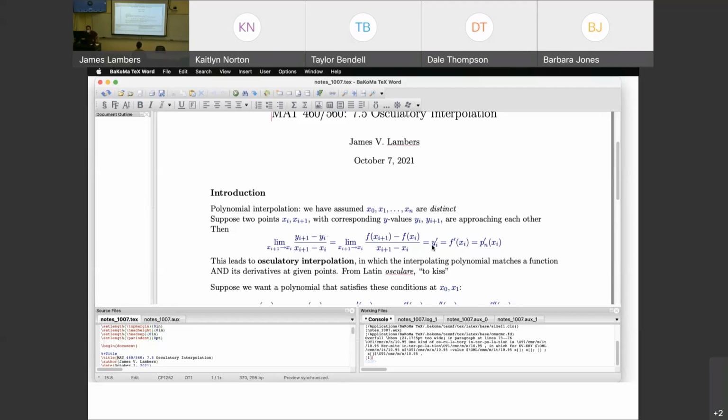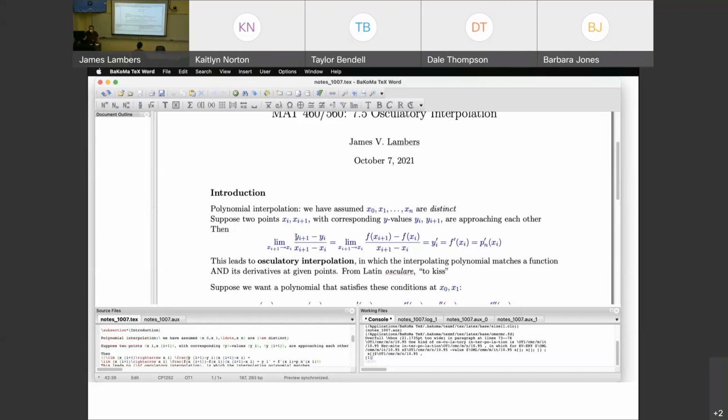But the thing is, these y values are also values of the polynomial Pn of x that has to agree with f of x at these x values. So this difference quotient is therefore converging to the derivative of the interpolating polynomial. So in other words, as x values approach each other, not only do they match values of the function at these points, they will also match the derivative at that point.